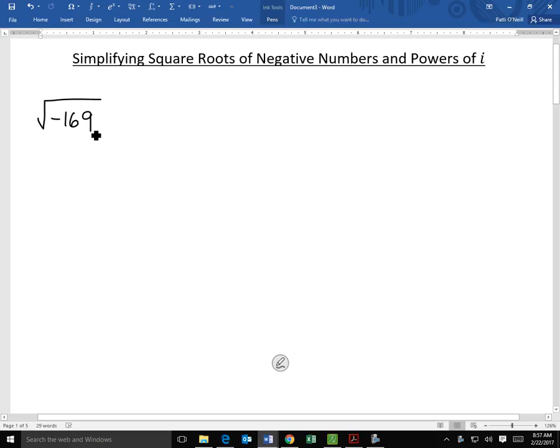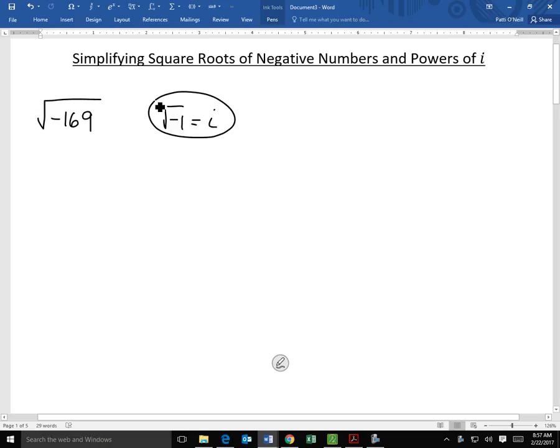Now we know that there's no number that we can take when multiplied by itself to get a negative number back, which would satisfy the idea of the square root. So what we learned in class is that the square root of negative 1 is equal to the value of i. And we need to take this into account when we work with these problems.